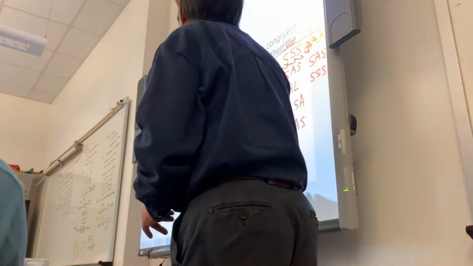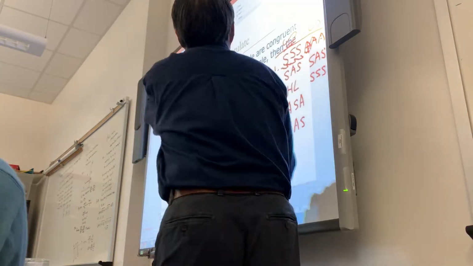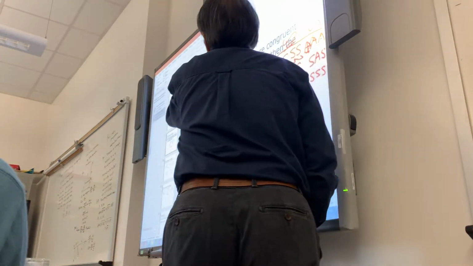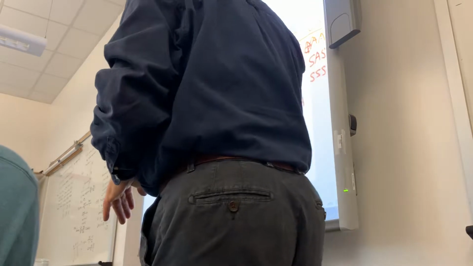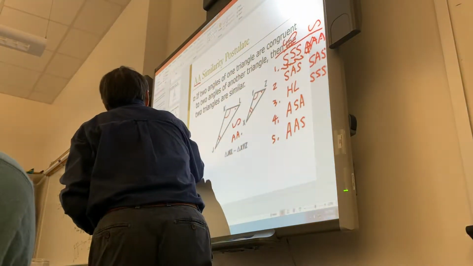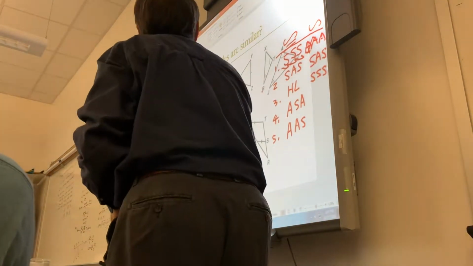But we call this theorem or postulate double A. AA is enough. So if 2 angles of one triangle are congruent to 2 angles of another triangle, they are similar. Do you understand the question? Okay, now we have very easy practice.